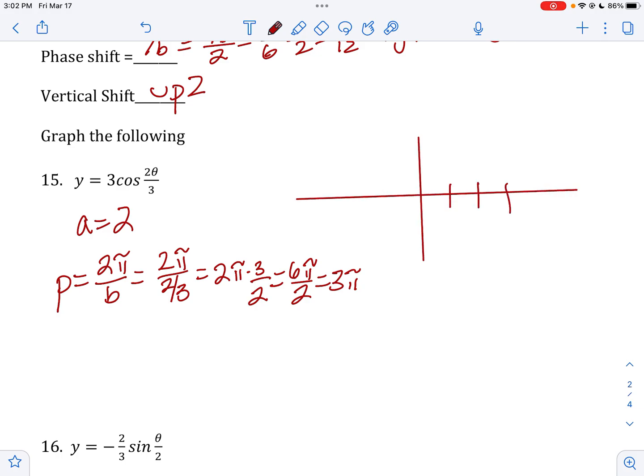1, 2, 3, 4. So our amplitude is 3, negative 3. So this is 3 pi. So this needs to be 3 pi, a fourth of that, so divided by 4. So if I double that, that's 6 pi over 4, 9 pi over 4. Cosine. Cosine starts high. So high, medium, low, medium, high, medium, low, medium, high.